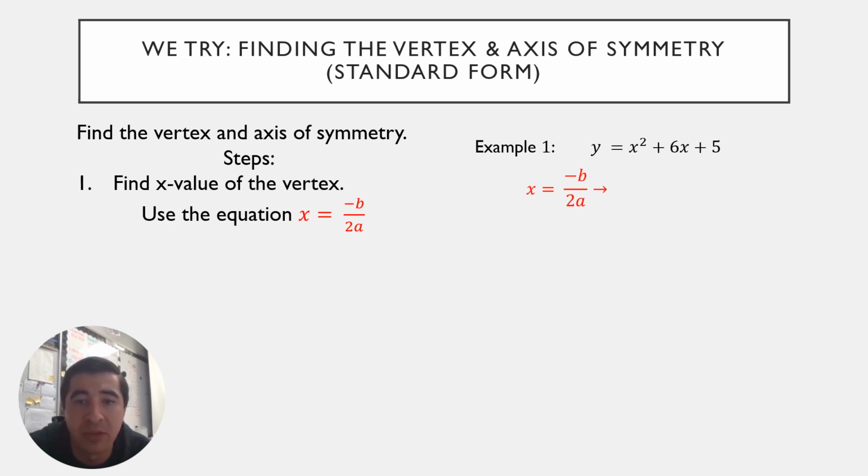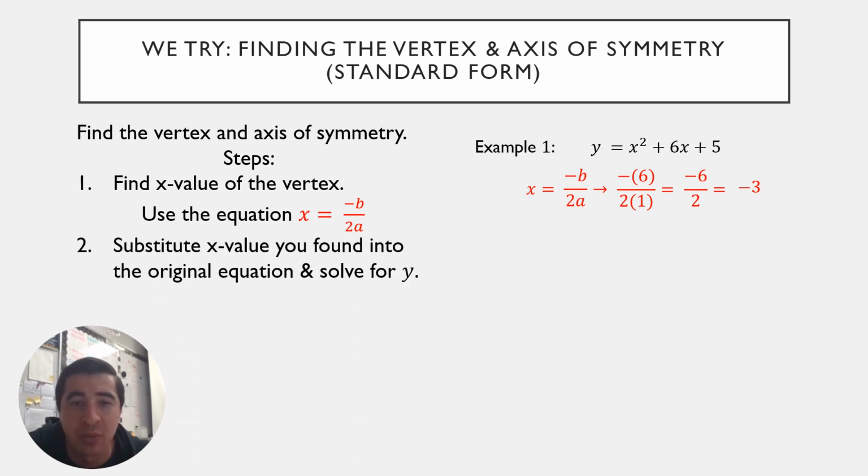So here, our b value is 6, our a value is 1. So what I would substitute into this equation is negative parentheses 6 divided by 2 parentheses 1. Now I can simplify that into -6 over 2, because 2 times 1 is 2. If I was to divide -6 by 2, what would I get? Write that down on your paper. If you got -3, you were correct.